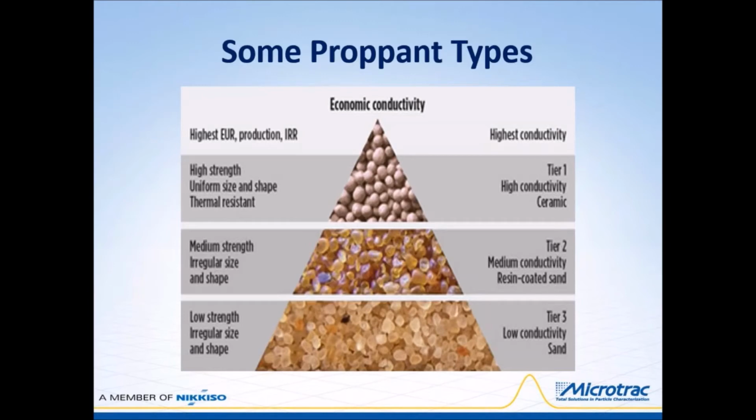Proppants make up about 10% by weight of the fracking fluid pumped into the well. Three types of proppants are shown here: a high-strength, narrow-size, high gas flow conductivity ceramic at the top of the pyramid, then a medium-strength, broader-size, medium conductivity resin-coated ceramic, and a lower-strength, lower conductivity sand at the bottom.